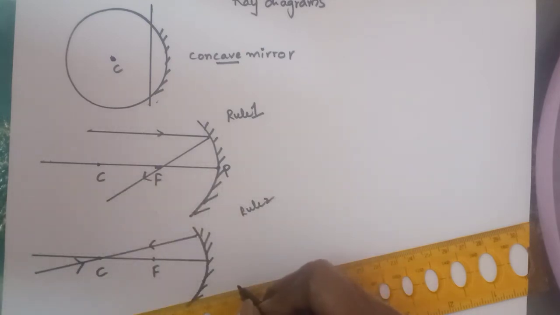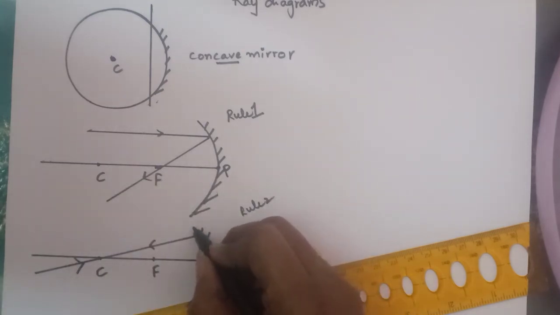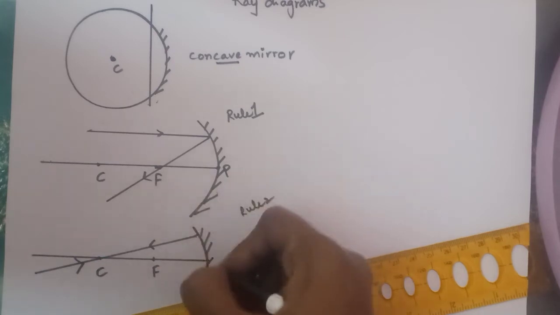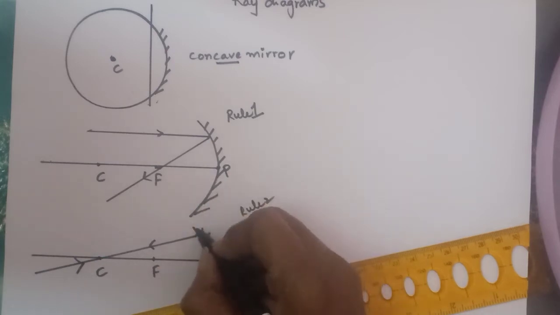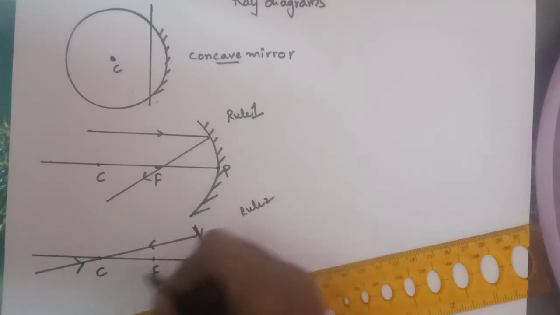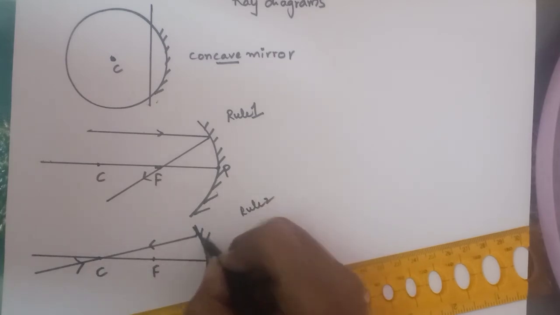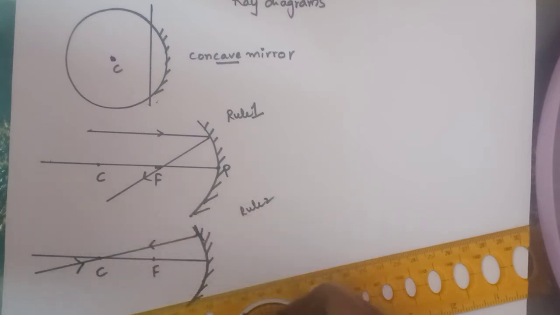Why? Because see, this is like a circle, a piece we have cut. So how do we draw a perpendicular line from here? If we think this is a tangent, then from here to C, it will be a perpendicular line, which we call the normal. As you know, I made a video on the laws of reflection. The first law of reflection states that the angle of incidence is equal to the angle of reflection.